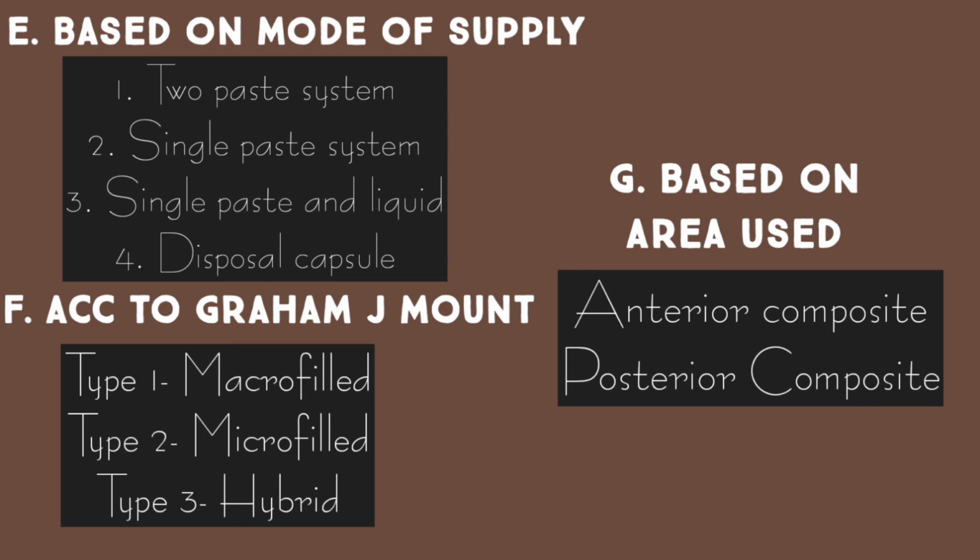Another classification of these dental composites is given by Graham J. Mount. According to Graham J. Mount, these dental composites are of three types: type 1 which is macrofill, type 2 which is microfill, and type 3 which is hybrid. The last classification is based on the area where we are using the composite. So there are two types, which are anterior composite and posterior composite.